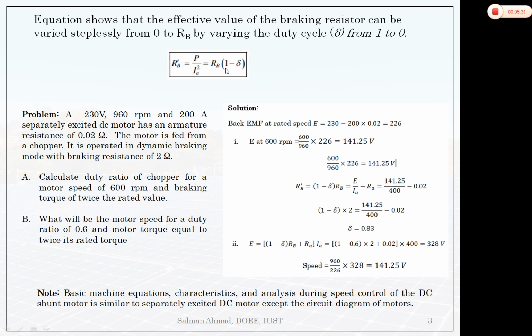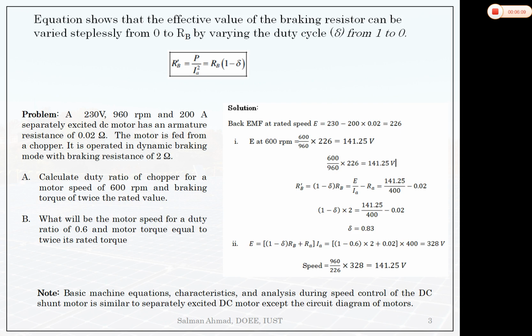Okay. Now there is a problem. A 230 volt, 960 rpm and 200 ampere separately excited DC motor has an armature resistance of 0.02 ohm. The motor is fed from a chopper. It is operated in dynamic braking mode with braking resistance of 2 ohm. Okay. We have to calculate the duty ratio of the chopper for a motor speed of 600 rpm and braking torque of twice the rated value. Okay. That means current is actually doubled because flux is kept constant. So to double the torque, we have to double the armature current.